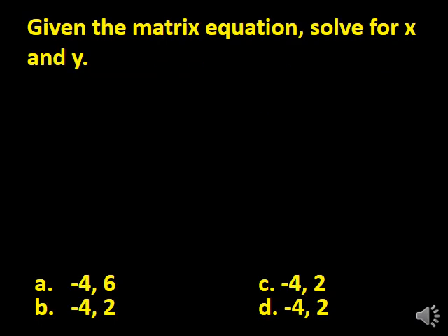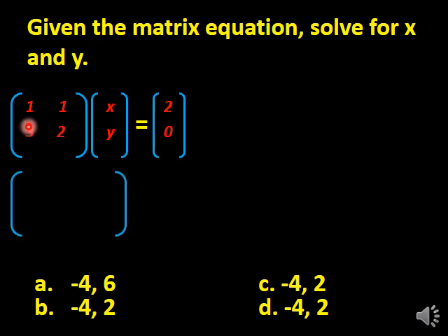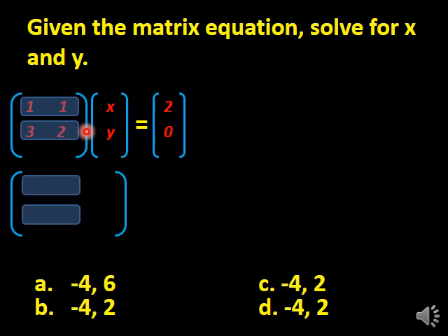Given the matrix equation, solve for x and y. So here we have two matrices, and we need to determine the value of x and y. First, we need to verify whether this operation is valid. There are one, two columns. There are one, two rows. The operation is valid. Now, let's determine the product matrix dimension. There are one, two rows. Since there are two rows in the left matrix, the product matrix must also have two rows. On the right, we have one column, meaning the product matrix will have one column.